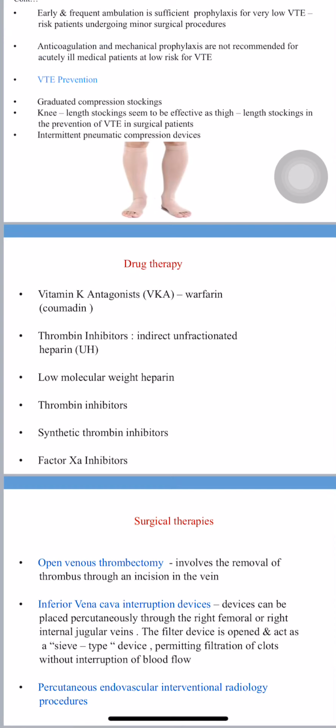Next are thrombin inhibitors, which are indirect thrombin inhibitors and direct thrombin inhibitors. The indirect thrombin inhibitors are divided into two major classes: unfractionated heparin and low molecular weight heparin. They affect both the intrinsic and common pathways of blood coagulation by way of plasma antithrombin.